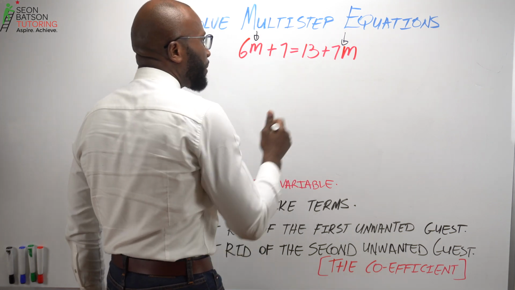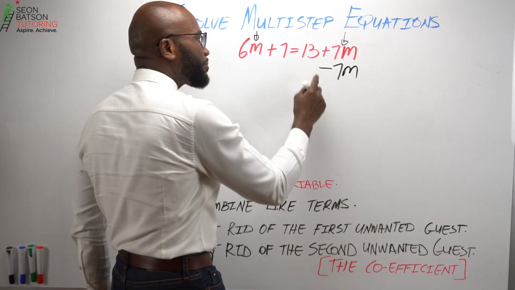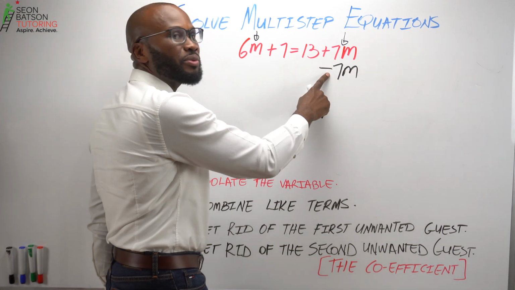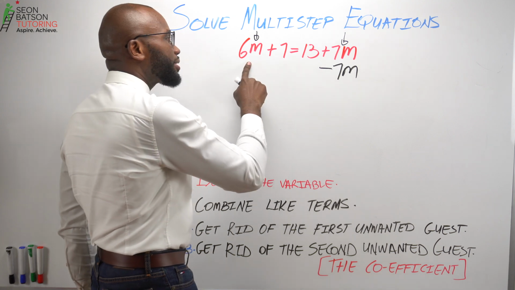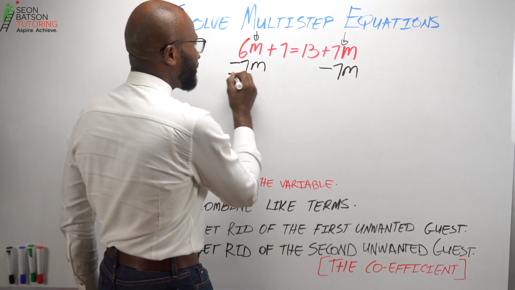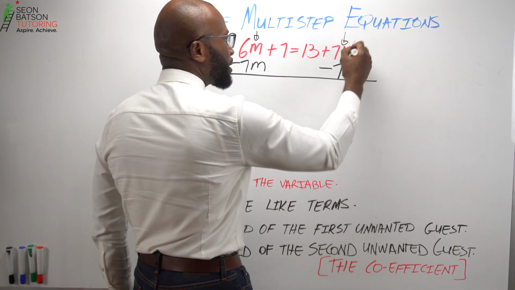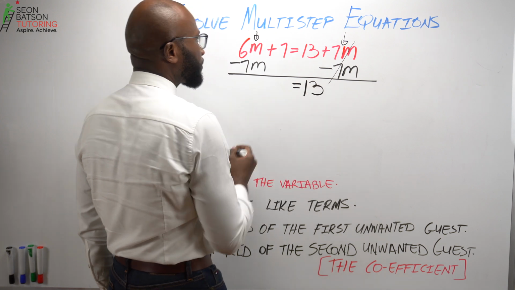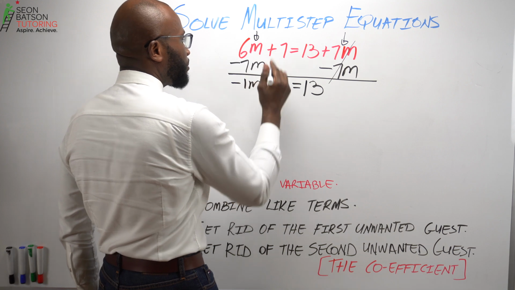To move 7m, I will have to subtract 7m. I'm subtracting because 7m is adding. And the opposite of addition is subtraction. If I subtract 7m from the right side, I must subtract 7m from the left side as well. So after using the opposite operation, let's see what is left. 7m take 7m is 0, so that's gone. We have just a 13 here on the right side. Then 6m take 7m will give us negative 1m. We put back our 7.